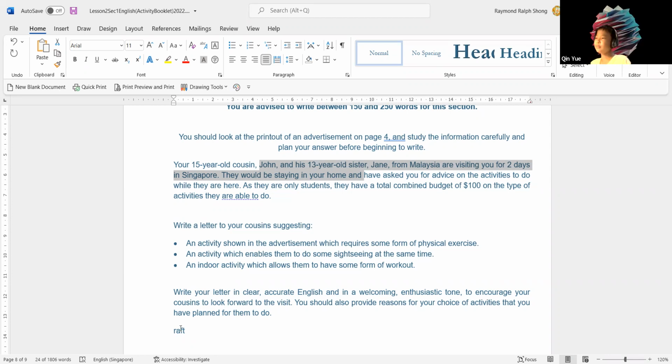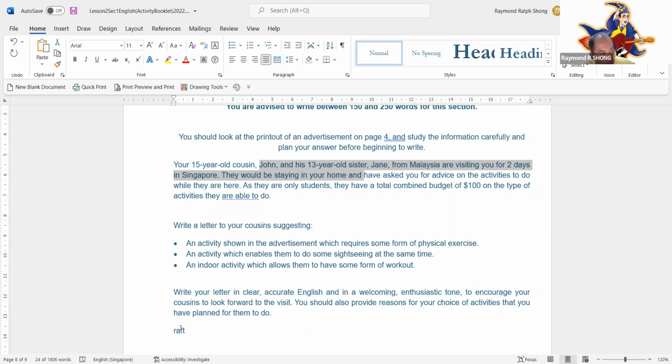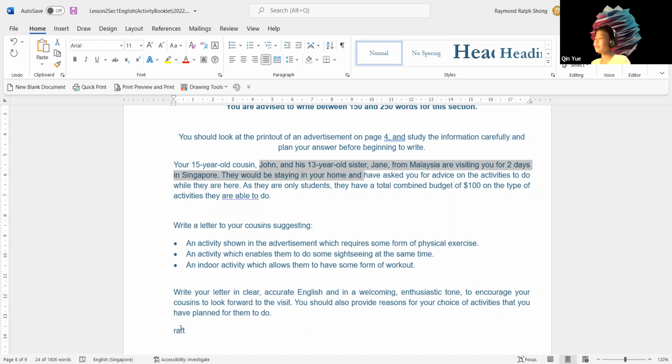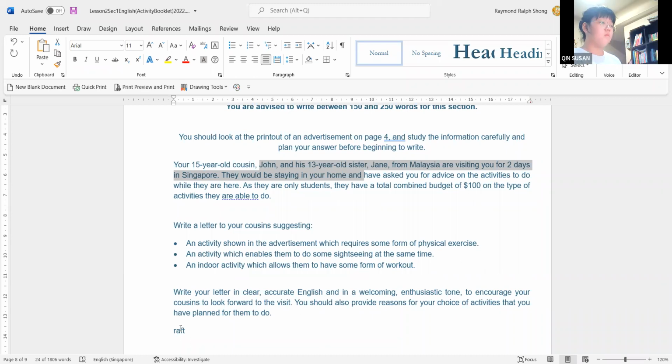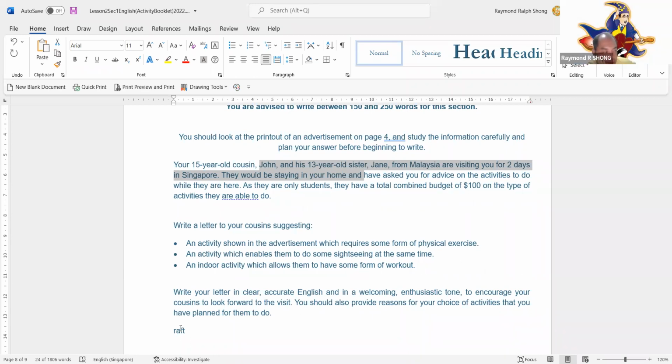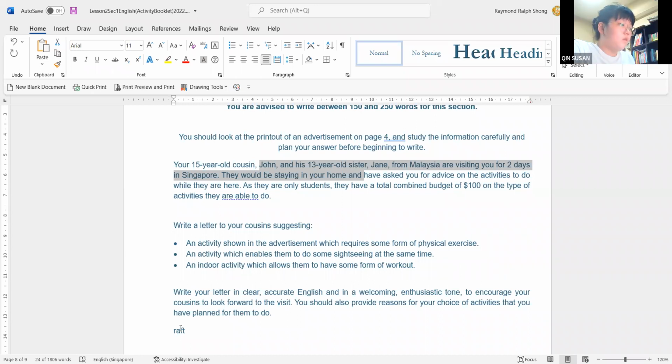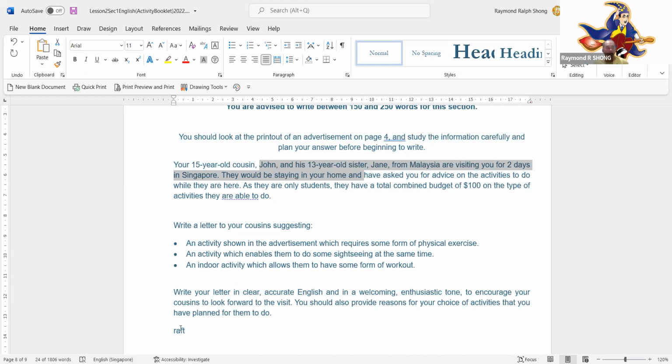Can I pass to the next one? Yes. Okay, no problem. Susan, what kind of format do you think this would be? A format. Yeah, what kind of format? It's informal. Yes, it's an informal letter. Well done. That's the format.